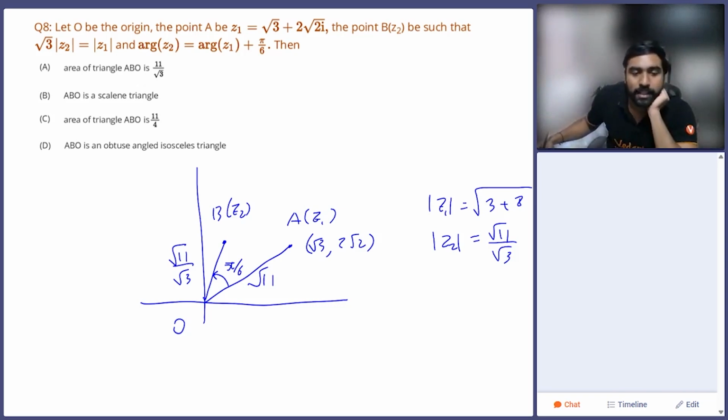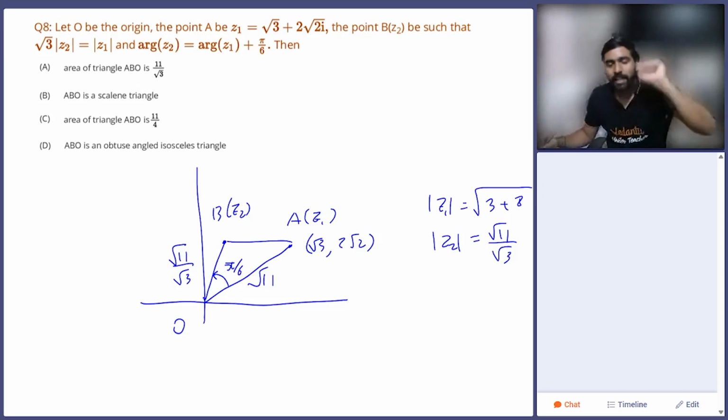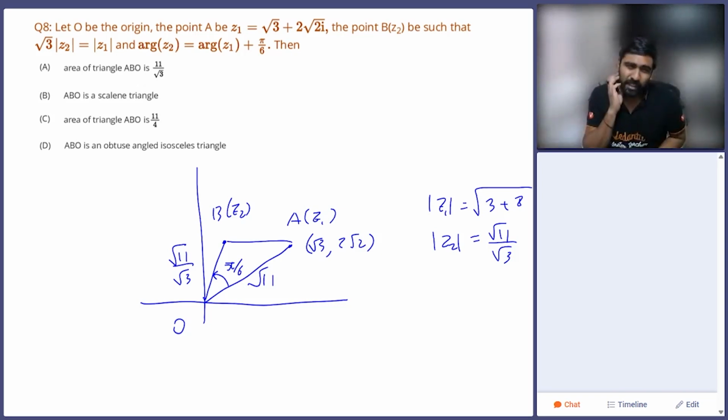Now the question is talking about this triangle AOB, and we need to analyze this a little bit. So area of the triangle is root 11 by root 3 into root 11 by root 3 into sine pi by 6 over here. No, that's not working out. So at least this option and this option will both be incorrect. So now the question is, I need to identify whether ABO is a scalene triangle or an isosceles triangle. It lies between these two options.